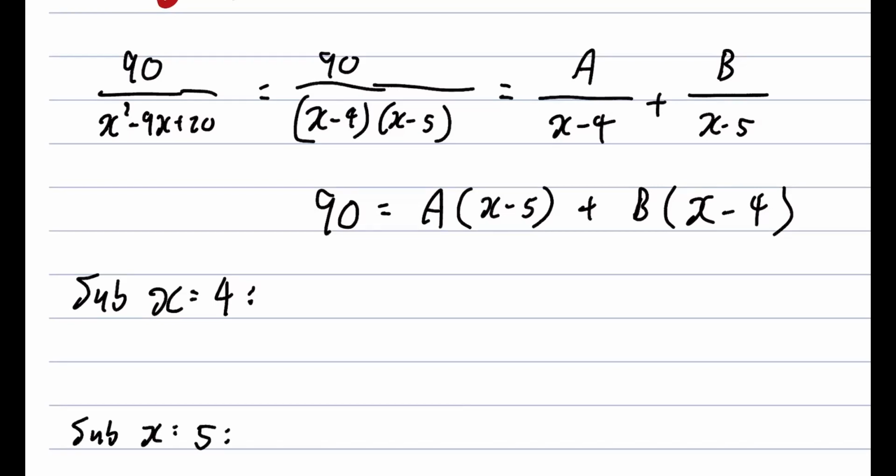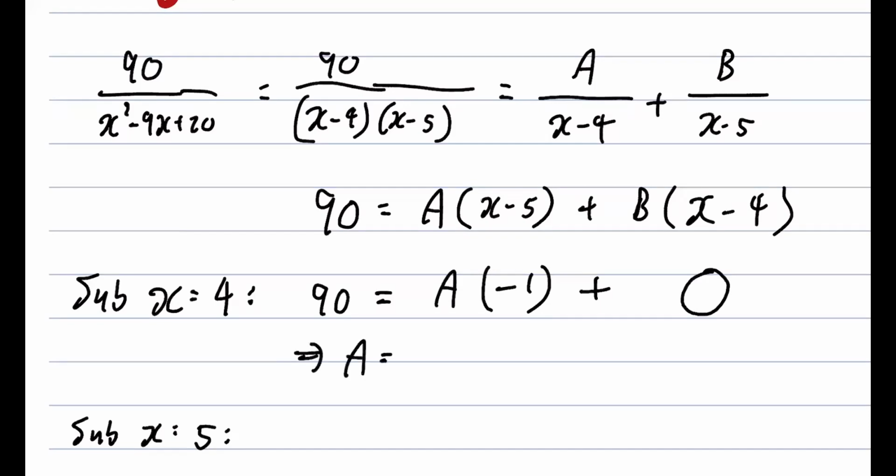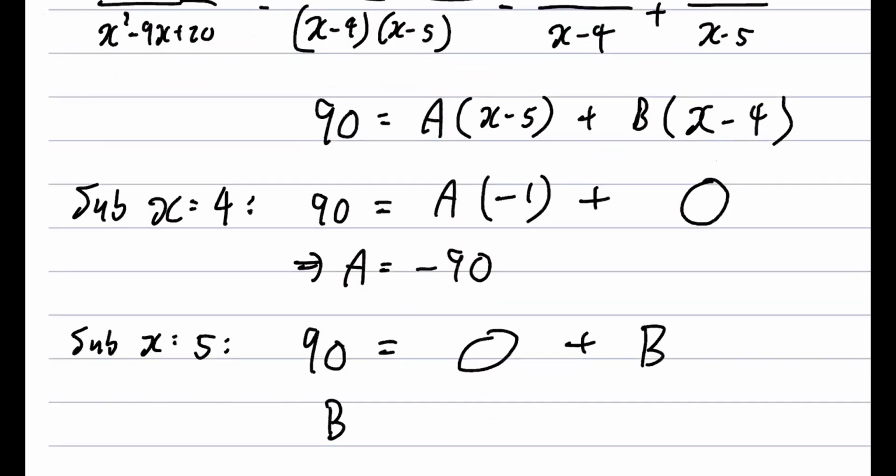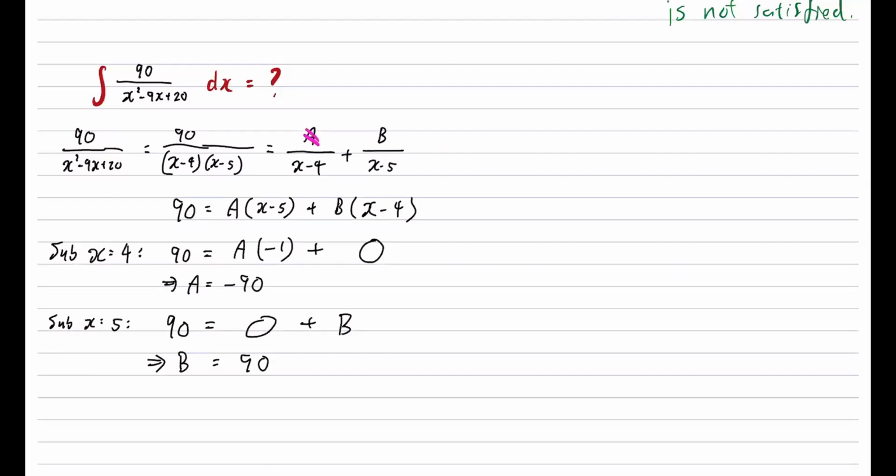When x equals 4, sub in, we get 90 equals, let's see, 4 minus 4 is 0, plus 4 minus 5 is negative 1 times a, which implies that a equals negative 90. How about when x equals 5? 90 will be equal to 0 plus 5 minus 4 is 1, so it's just 1 times b, implying b equals 90. Replacing it back in, a here is negative 90, b here is positive 90. I think this is much better.